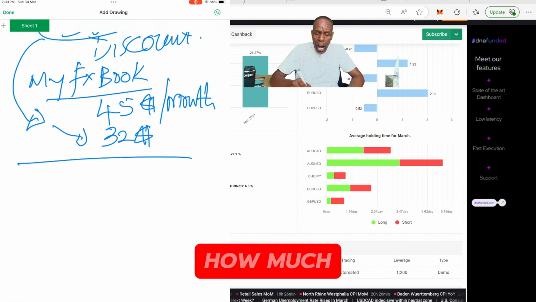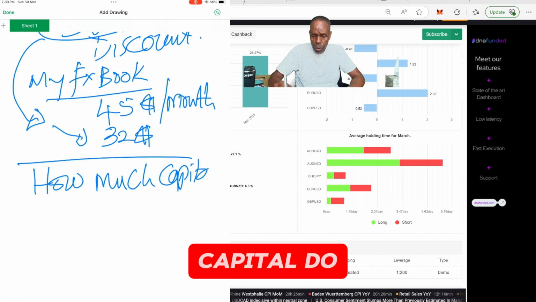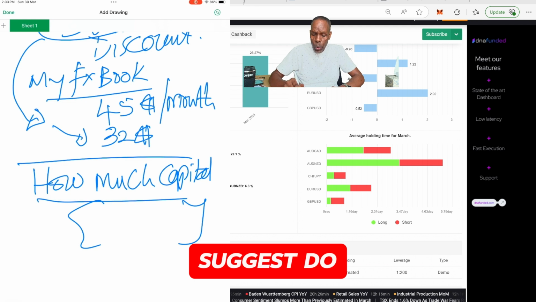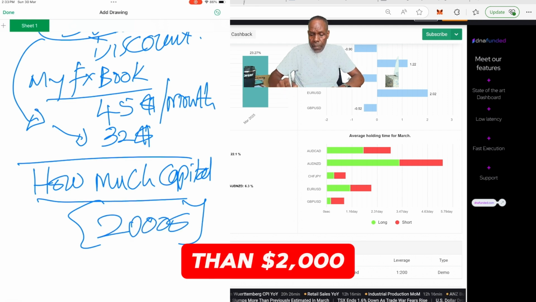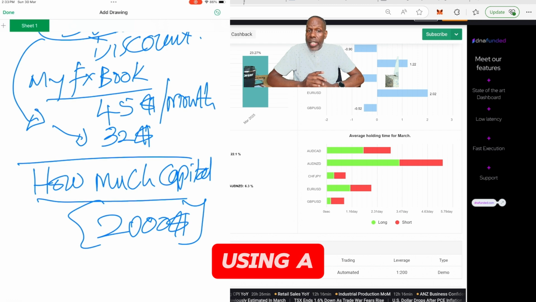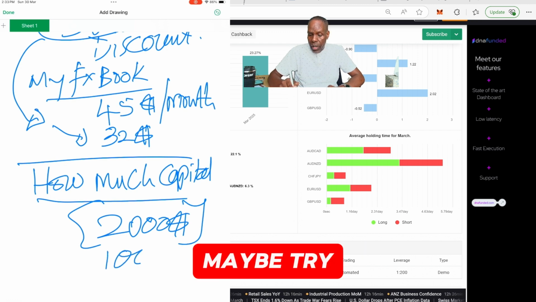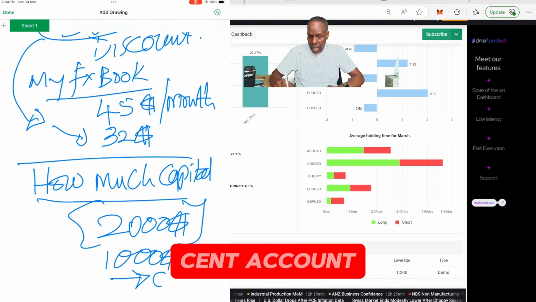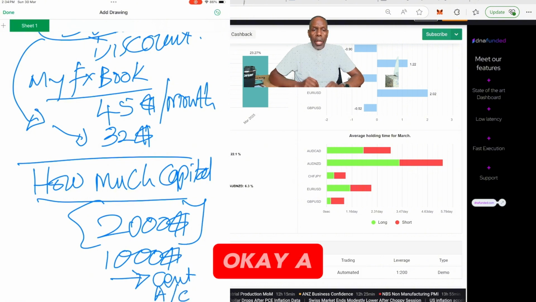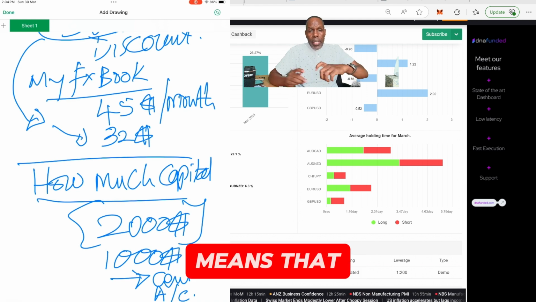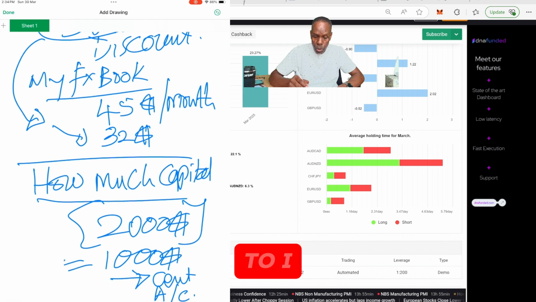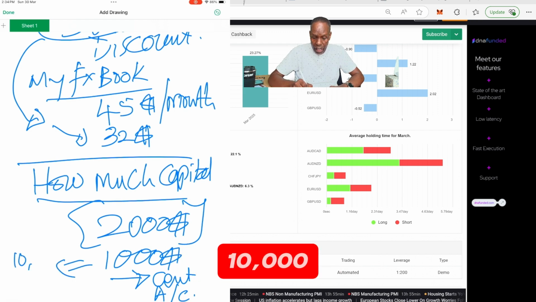The other thing is, how much capital do you need to start this particular trading? I normally suggest not less than $2,000, or if you are using a cent account, maybe try $1,000. But this one must be changed to a cent account. A cent account basically means that the account will be multiplied by 10, so this will read 10,000.